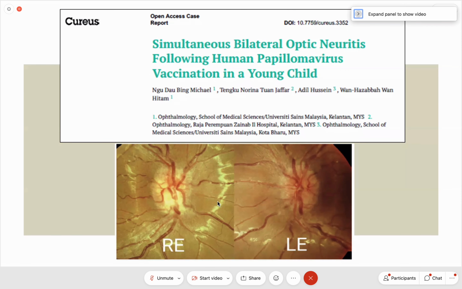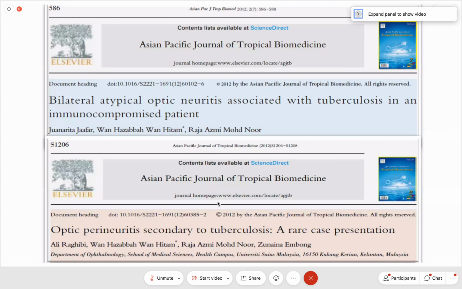So we actually reported one patient suspected to have optic neuritis following the vaccination. It is an interesting case. The patient presented with bilateral optic neuritis following the human papilloma virus vaccination. Young patient. So it may happen, but it's not common.